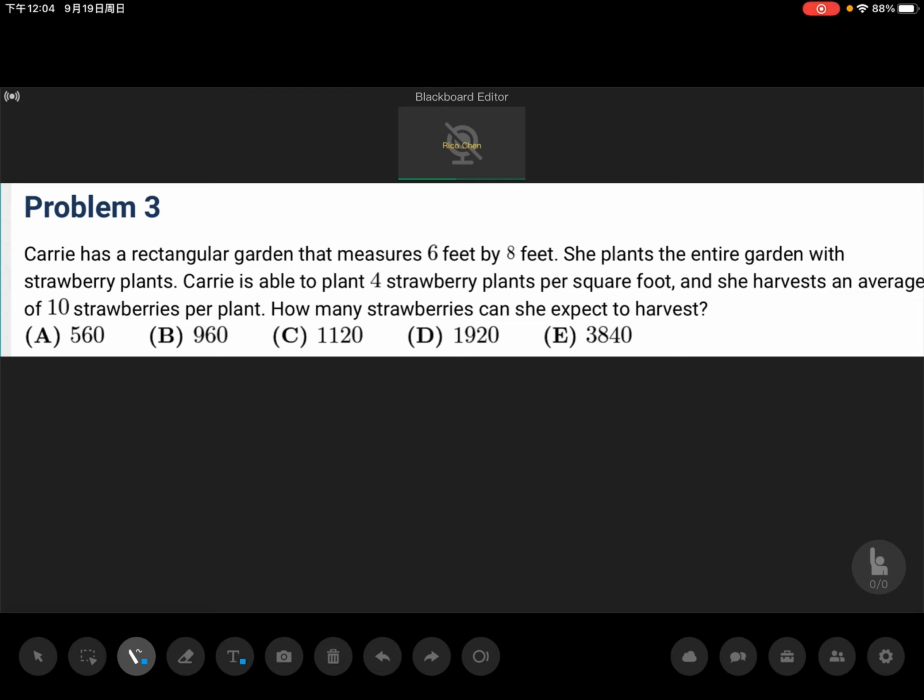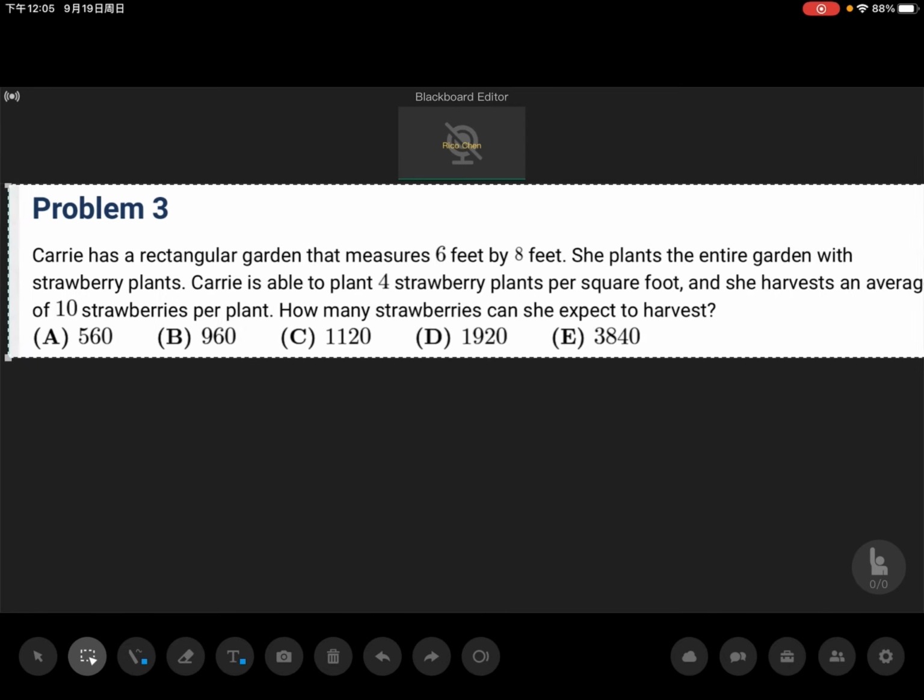Okay, so now we have problem 3. Carrie has a rectangular garden that measures 6 feet by 8 feet. She plants the entire garden with strawberry plants. Carrie is able to plant 4 strawberry plants per square foot, and she harvests an average of 10 strawberries per plant. How many strawberries can she expect to harvest?